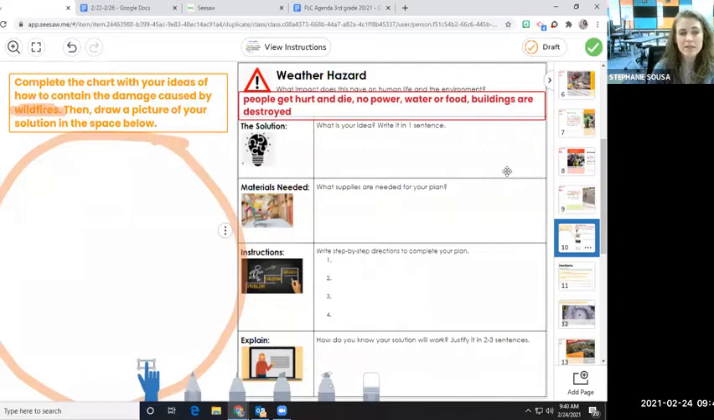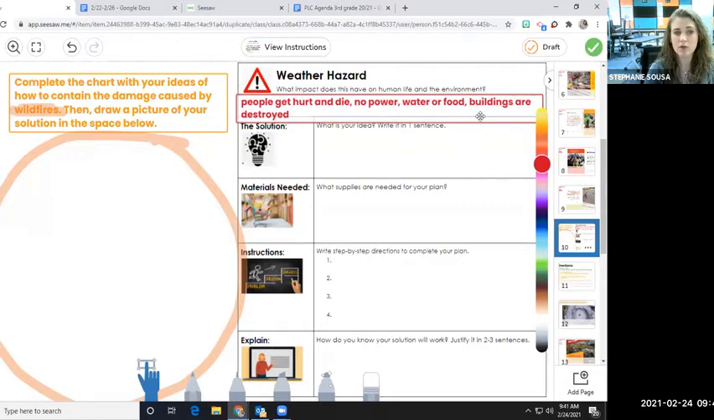So now we're going to come up with an idea and we're going to write it in one sentence, okay? There are many, many ideas. This is an example and I want you to follow my example so that when you are sharing your idea about hurricanes, you know what to do, okay? We're going to work on this together. What is your idea? Write it in one sentence.